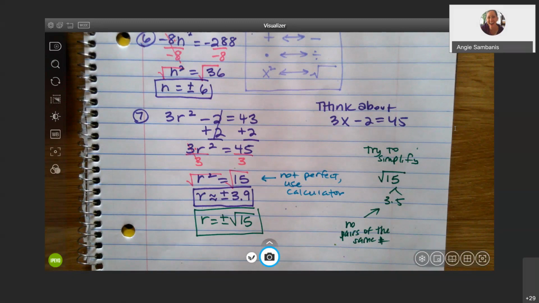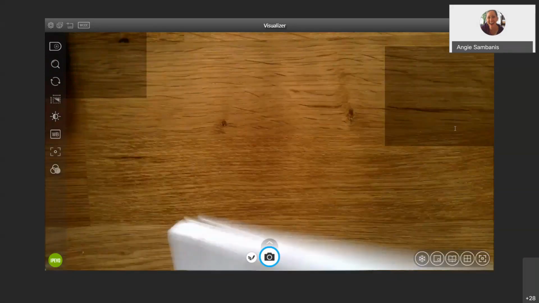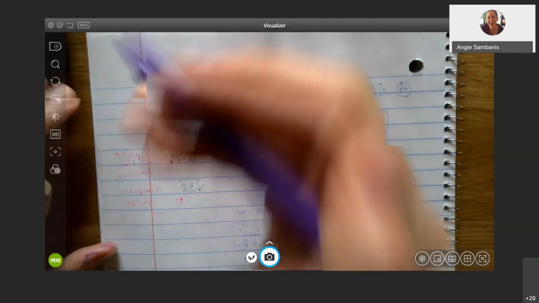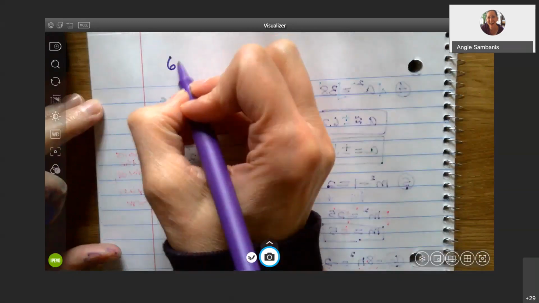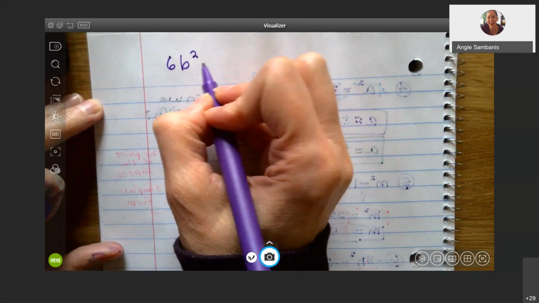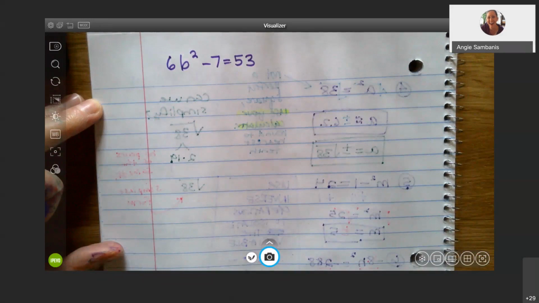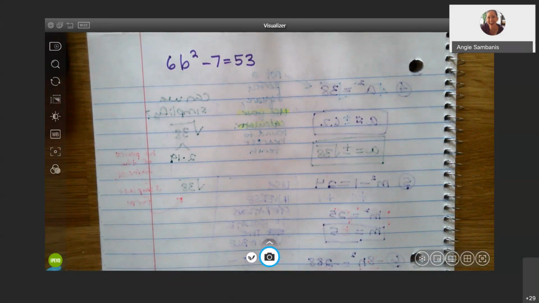All right, let's try one more. Let's jump down to number 12. If you were following along with the notes, like if you printed it out, I'm jumping down to number 12 on the note sheet. Let's try this one. So go ahead, walk through it.